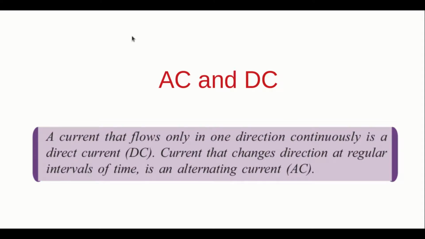See the difference between AC and DC current. Look at the definition. A current that flows only in one direction continuously is direct current. Current that changes direction at regular intervals of time is an alternating current. That is the definition. Look at this animation.